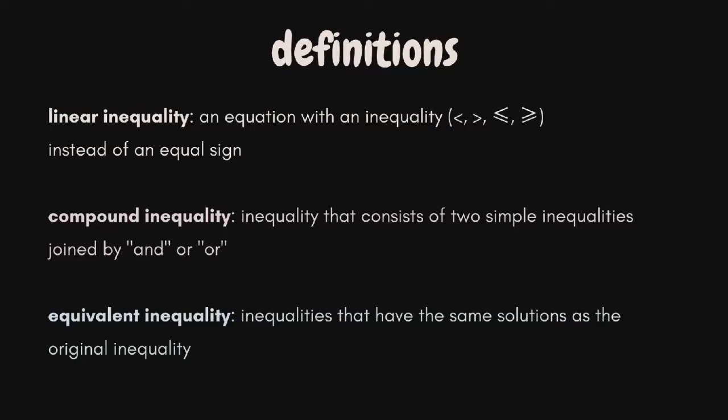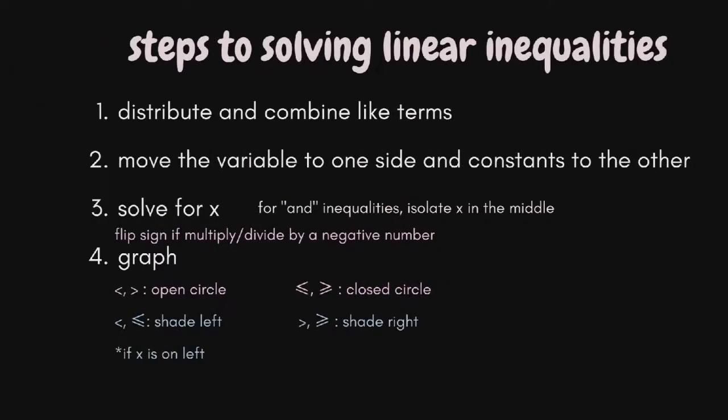A compound inequality is an inequality that consists of two simple inequalities joined by "and" or "or", and it'll always be one of these two words. An equivalent inequality is inequalities that have the same solution as the original inequality.